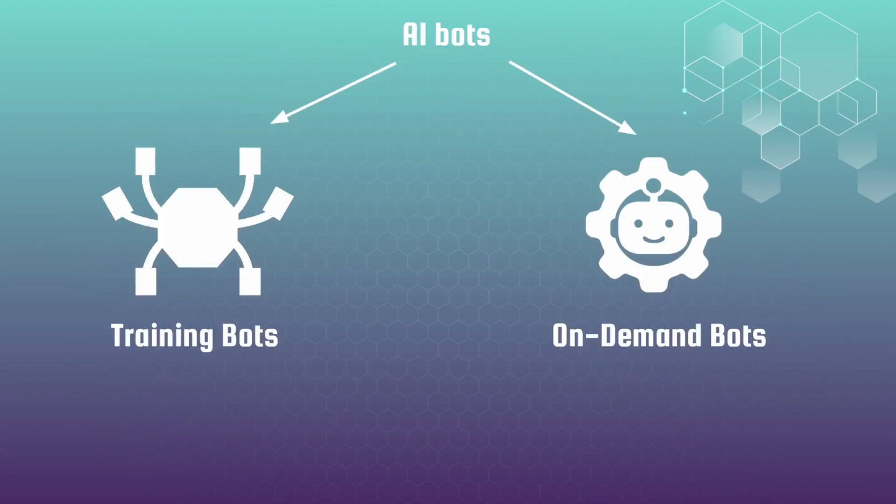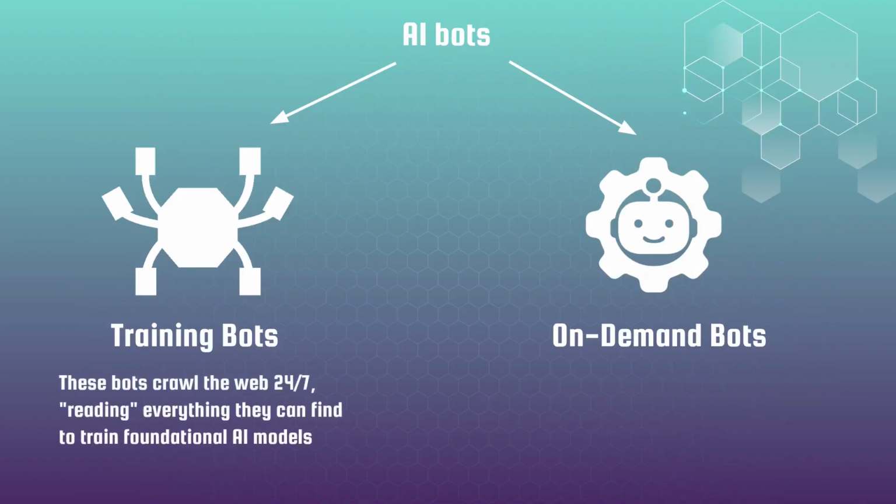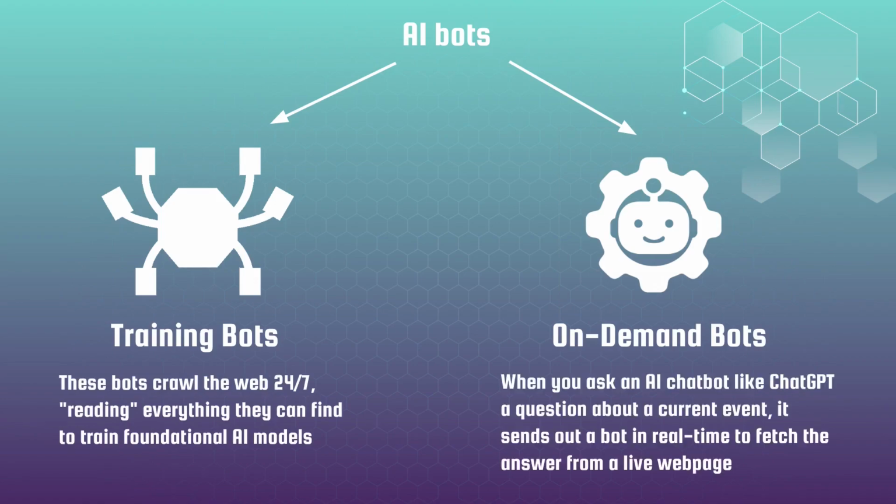Now, let's speak a little bit about AI bots. We have to distinguish here two main types, that is training bots and on-demand bots. Training bots crawl the web all the time, reading everything they can find to train foundational AI models. And on-demand bots, it is when you ask an AI chatbot like ChatGPT a question about a current event, then it sends out a bot in real time to fetch the answer from a live web page.